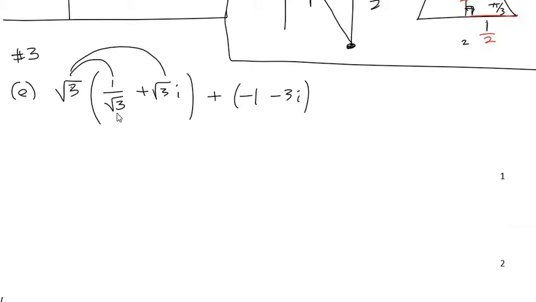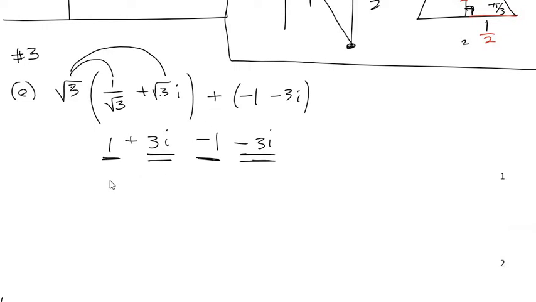So root 3 times 1 over root 3, well, the root 3 on the bottom and the root 3 on top cancel out, leave you with 1. And then root 3 times root 3 is 3, so that's 3i. And we've got a negative 1 here and a negative 3i. So when we collect like terms, what happens? The 1 and the negative 1 are like terms, and the two terms that have i in them are like terms.